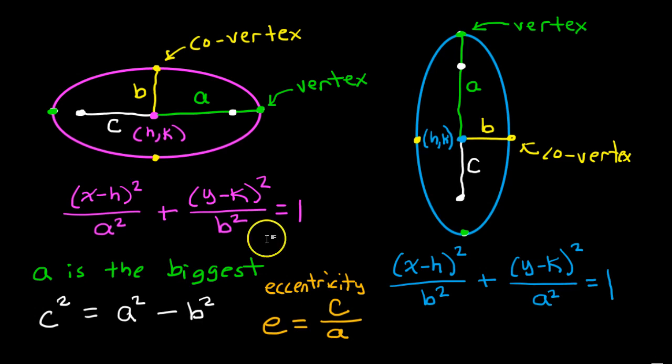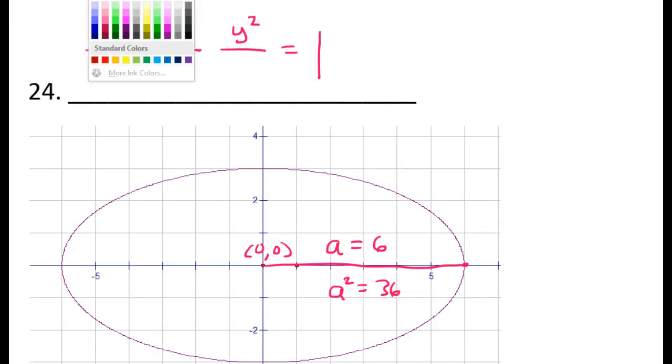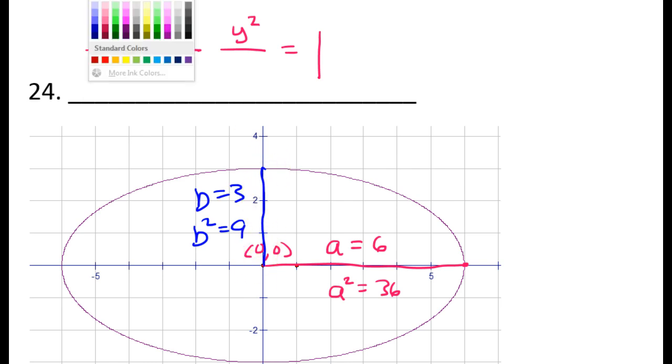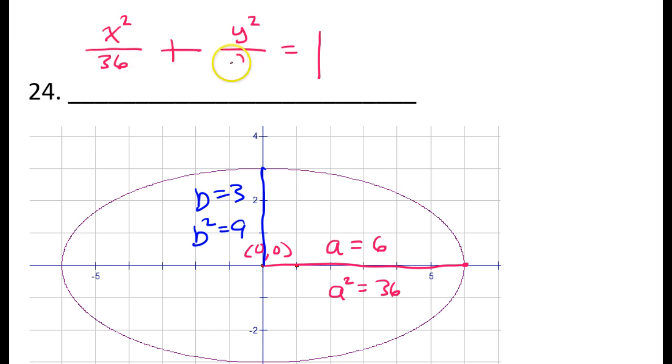Now, similarly, the b value is the distance from the center to a covertex. So my b value is going to be this distance from the center to a covertex. And the b value is 3, which means that b squared is 9. And it makes sense that because this is vertical, that means it's in the y direction. So it shouldn't surprise you that I'm going to put this 9 with the y term. So that is the standard form equation for this ellipse.